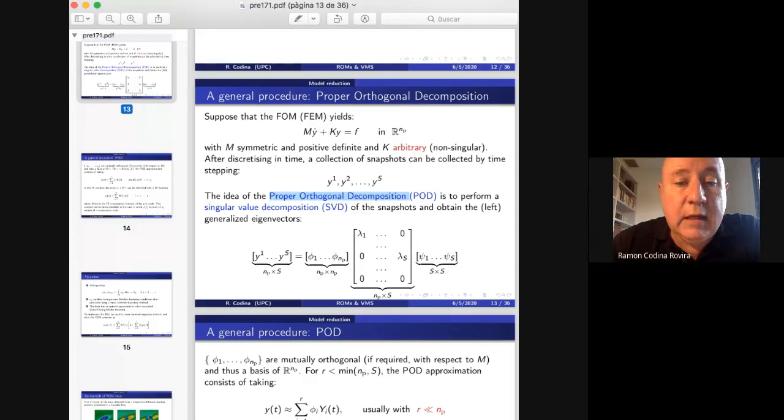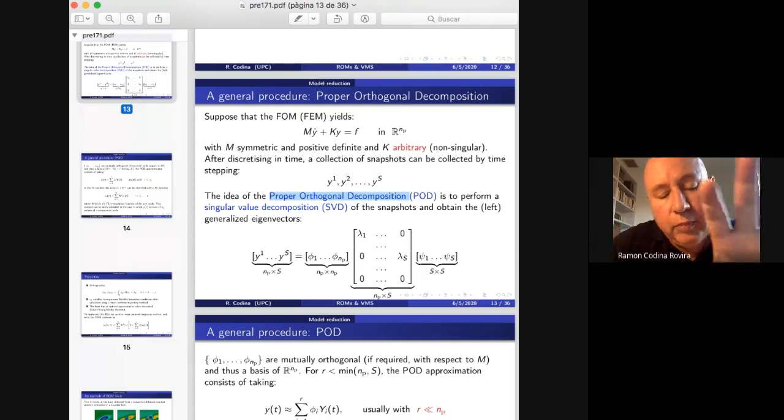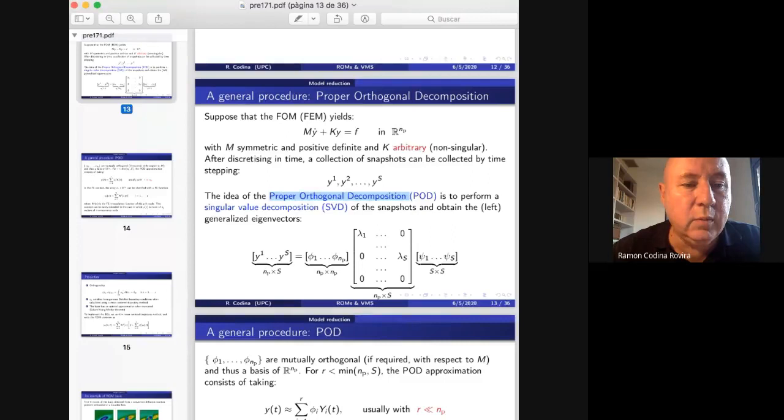But yes, another possibility would be to construct a basis, or part of the basis, that captures correctly the diffusive behavior, another part of the basis that captures convection, and then mix the bases together. Yeah, that could be an option. Let me stress again that I haven't said anything about the way you compute that singular value decomposition, but what you have mentioned are definitely two possibilities. One is to use norms different from the standard one, and the other is to use bases that optimize a certain component of the operator you are dealing with. Yeah, that is possible, but I haven't talked about that.